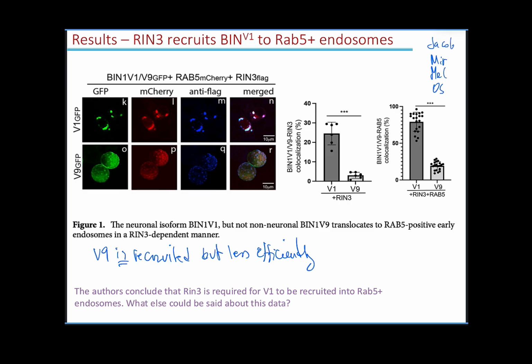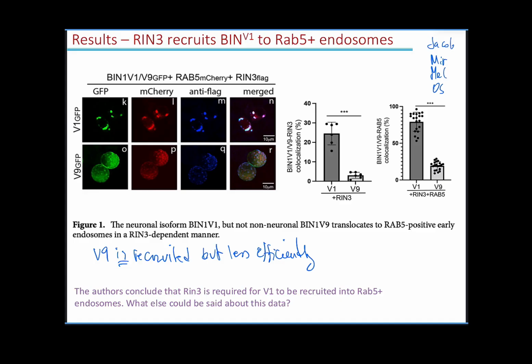So when V1 is present, where is Rab5? Yeah, they're always in the cell. So a little more precise. They're always in the cell, but when V1 is present, where is Rab5? I'm really sorry, but I think there's a slight confusion here. V9 is BIN1, and V1 is BIN1. There are two flavors of BIN1.